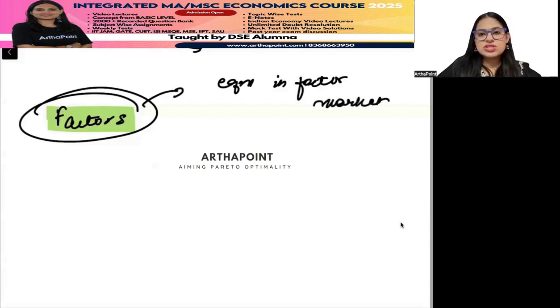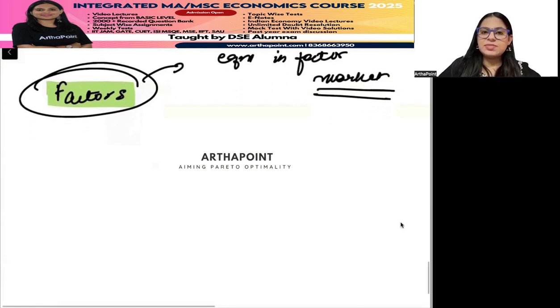Right बेटा, उसको अच्छे से कर लेना. That is important, equilibrium in the factor market.